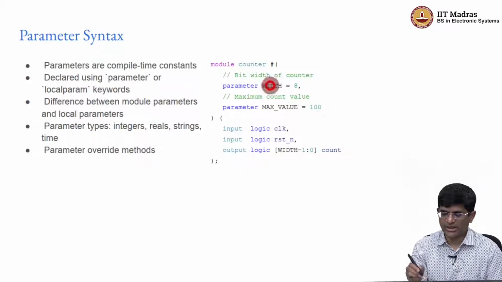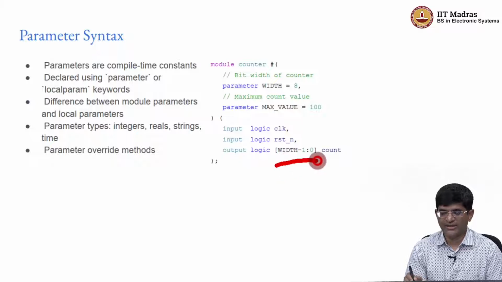The width parameter, as you can see, is straight away used out here. Rather, I want my count to be an 8-bit value, and therefore, rather than defining this as 7:0, I define it as width minus 1:0. And since width was defined as 8 over here, I basically get an 8-bit output.